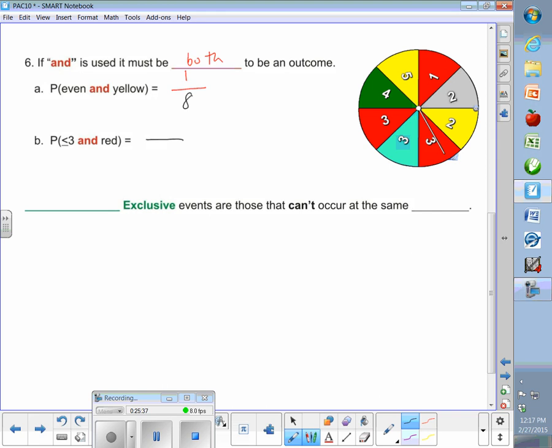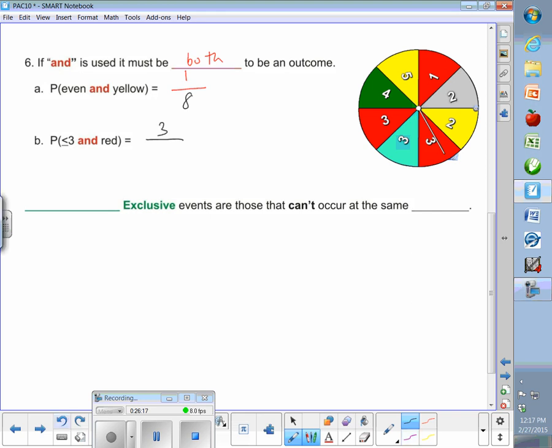So try to do B there. What's the probability of less than or equal to 3 and red? Go ahead and see if you can figure it out. What is that probability? All right, who wants to give it? Anybody? Devin, what do you got? How many agree with Devin? 3/8. Right? There are 3 of them.